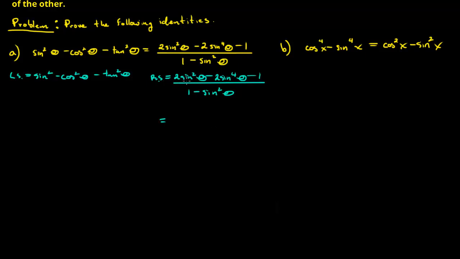One thing to note is that in the term 2 sine squared theta minus 2 sine to the power of 4 theta, these two terms have a common factor of 2 sine squared theta. So let's factor that out. I have 2 sine squared theta times 1 minus sine squared theta minus 1, all divided by 1 minus sine squared theta. But in the denominator, 1 minus sine squared theta is just equal to cos squared theta, right? So let's write that as cos squared theta.